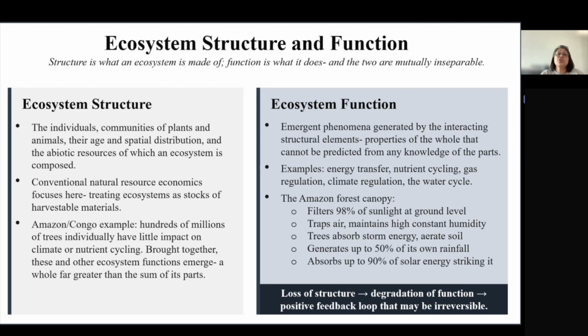So that is why it is actually the entire system, the entire Amazon forest system or forest canopy, that regulates the Earth's atmosphere. This leads also to a critical and sobering conclusion: loss of structure leads to degradation of function. So if you lose the structure, it will also degrade the function that the ecosystem plays. And because these functions are emergent, arising from complex interaction, that degradation can trigger a positive feedback loop that may be entirely irreversible. You cannot easily, for example, rebuild an Amazon by replanting trees.